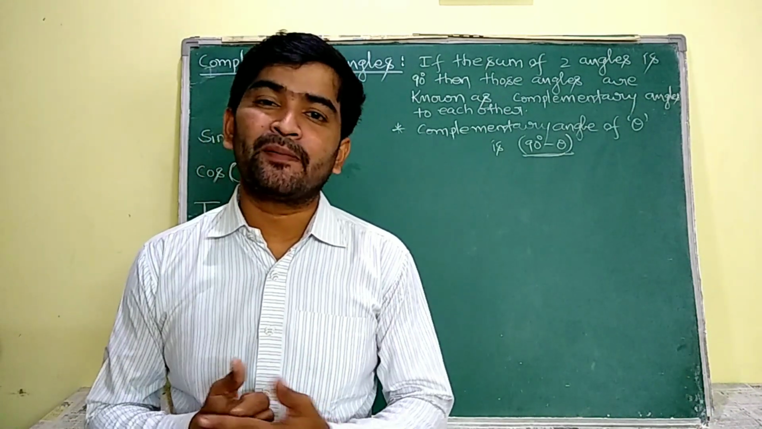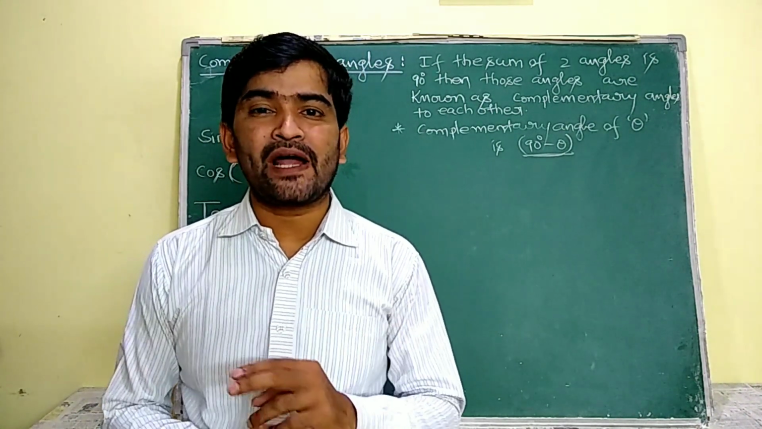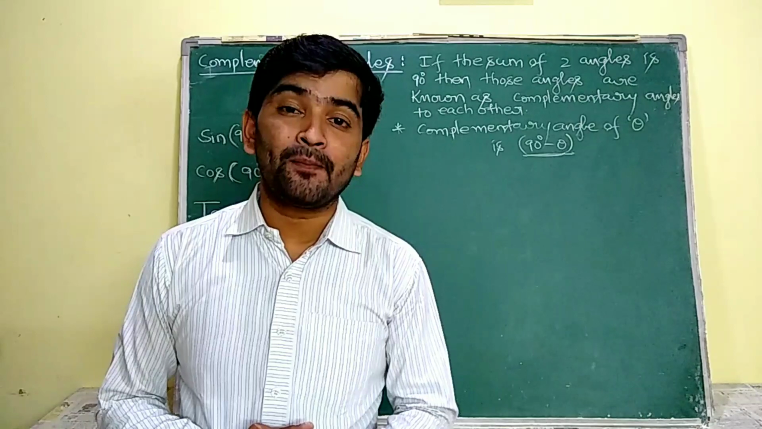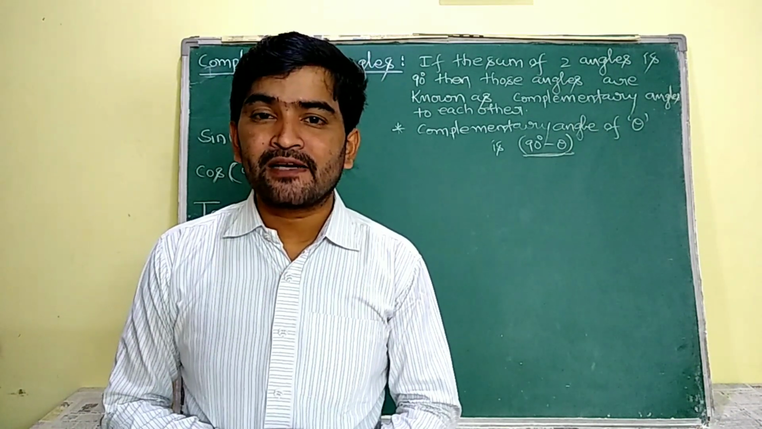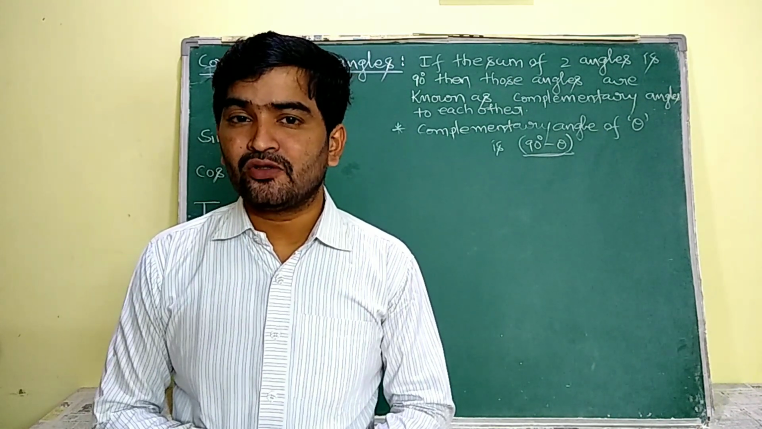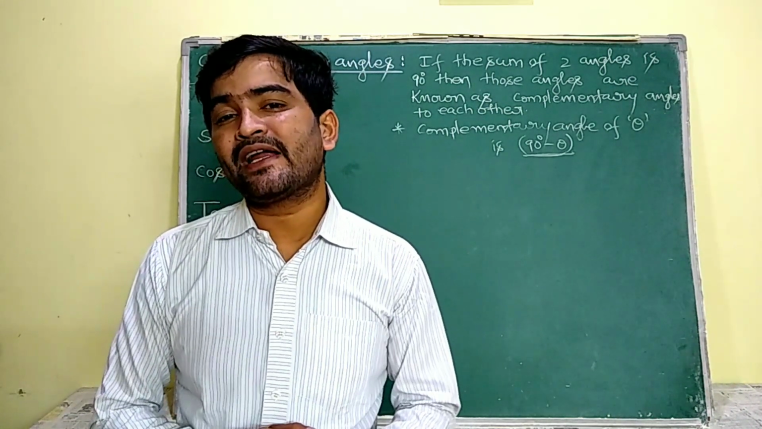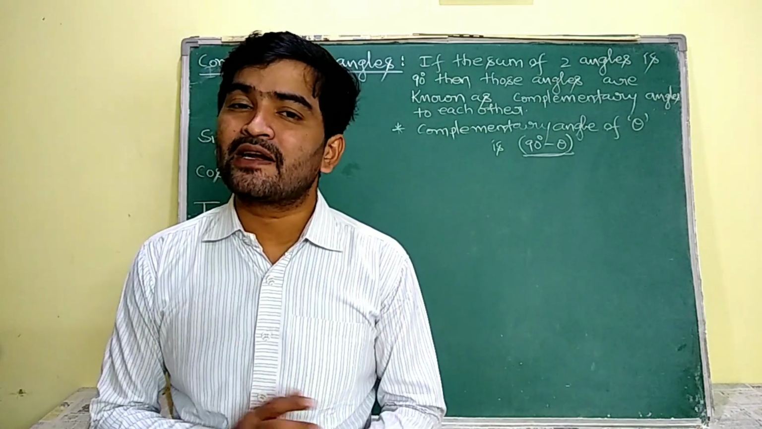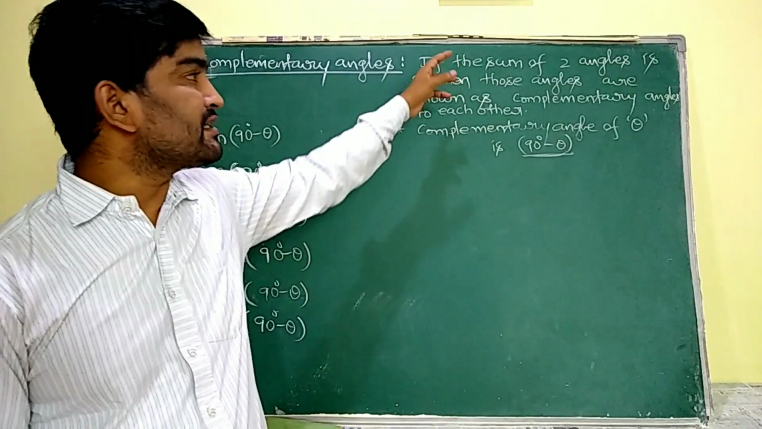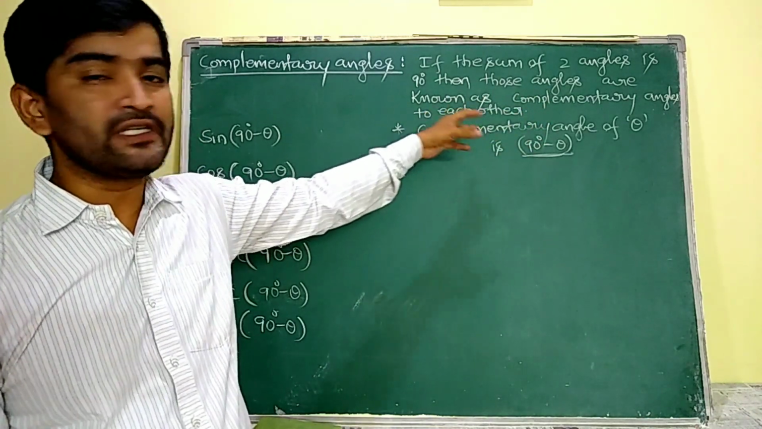We know what complementary angles are. If the sum of any two angles gives us 90 degrees, then those two angles are said to be complementary angles to one another. For example, 20 and 70 together give 90, so 20 and 70 are complementary angles to one another. 20's complementary angle is 70 and 70's complementary angle is 20 degrees. So complementary angles means if the sum of two angles is 90 degrees, then those angles are known as complementary angles to each other.